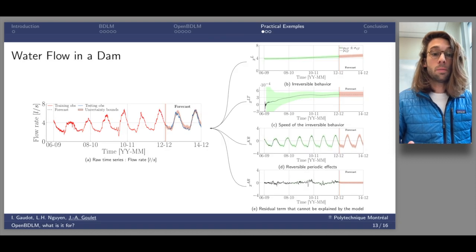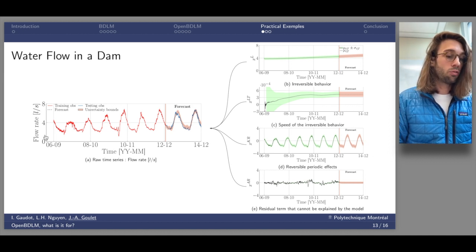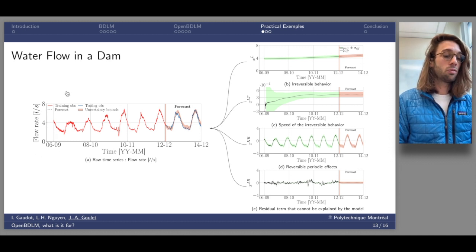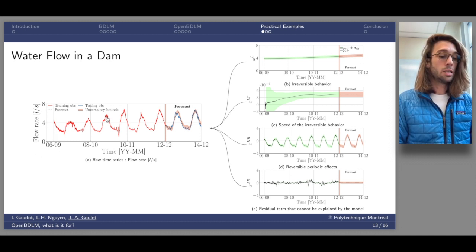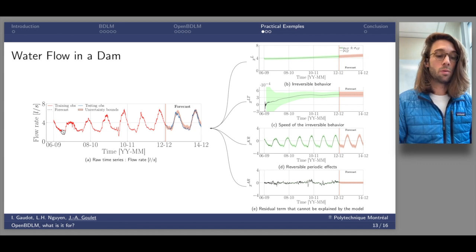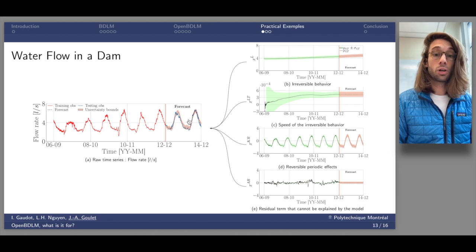Okay, here's an example of a real time series we can study with OpenBDLM. Here what you see is the flow rate in a dam over time. Here you have time, you have that flow rate. This is the data that was used to train the model. We see we have an upward trend as well as an increase in amplitude over time in our behavior. The training was stopped here, and here we're in full forecast mode, where the blue data was never seen, never used by the model.